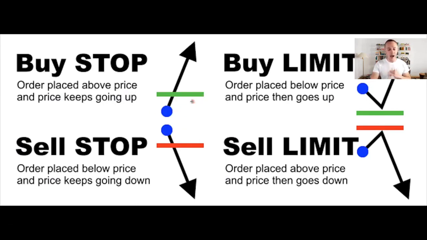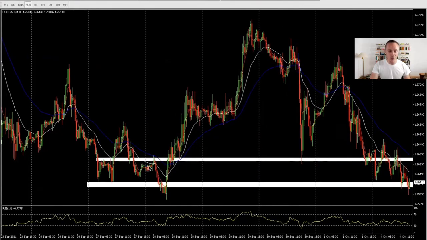Now for this video, I'm going to be talking about buy stops and sell stops. We've talked about buy limits and sell limits in our Forex course, as well as other stuff in other videos that we've dropped. But we're going to be focusing on buy stops and sell stops because that's kind of how I like to personally trade news. So a buy stop is an order placed above the current price and price keeps going up. I'll show you an example once we switch over. And then a sell stop is an order placed below price and price keeps going down. So let's hop onto MetaTrader and give you guys some examples of how I like to trade the news.